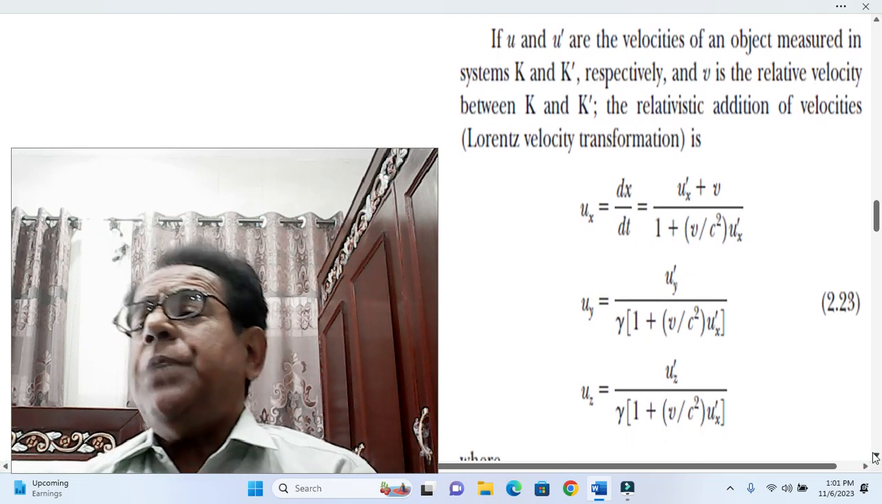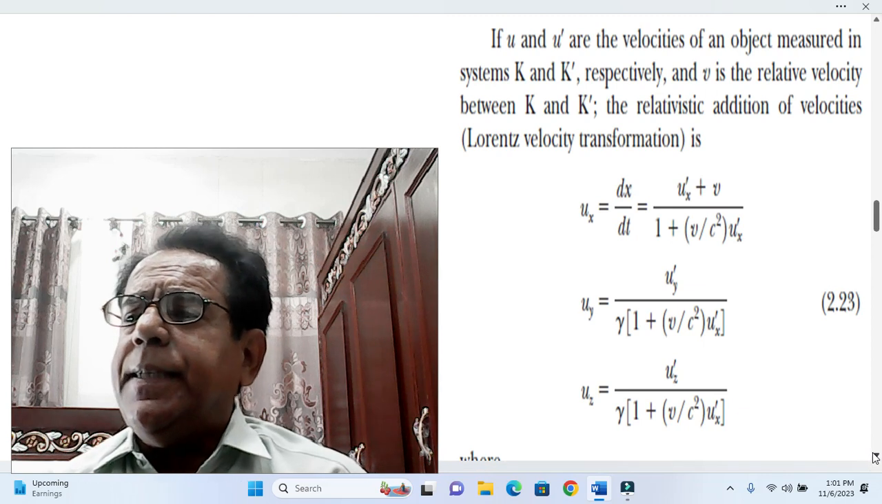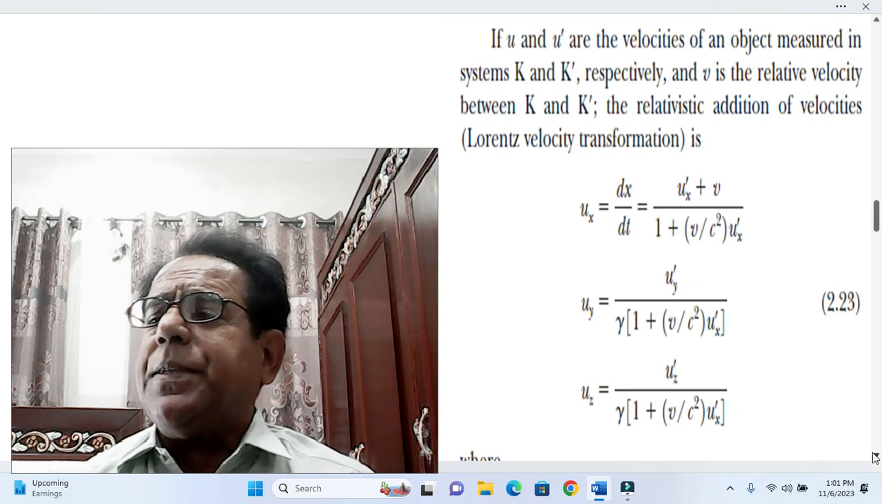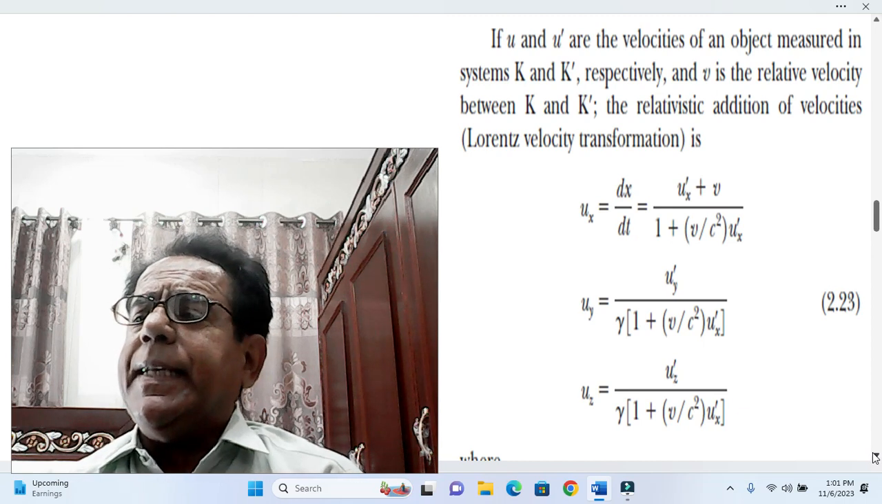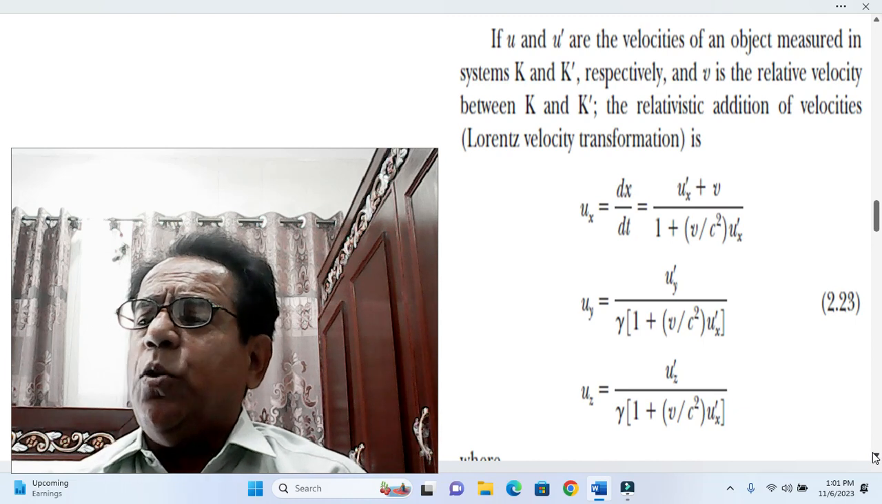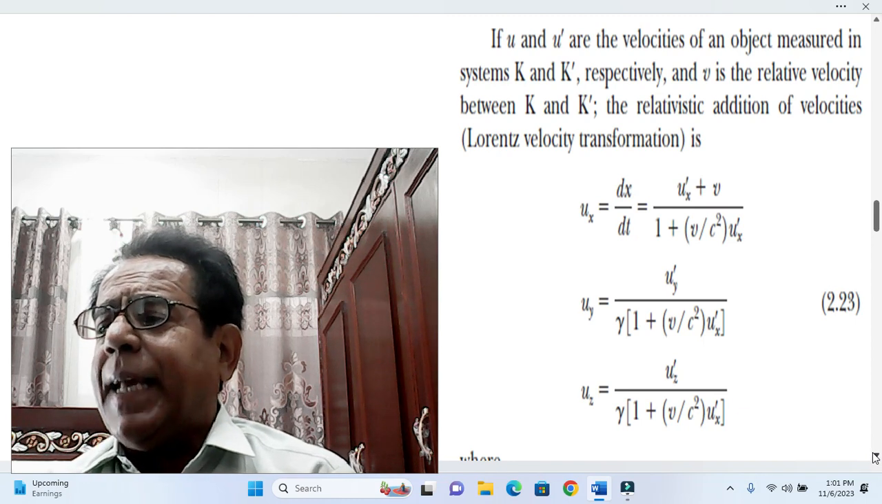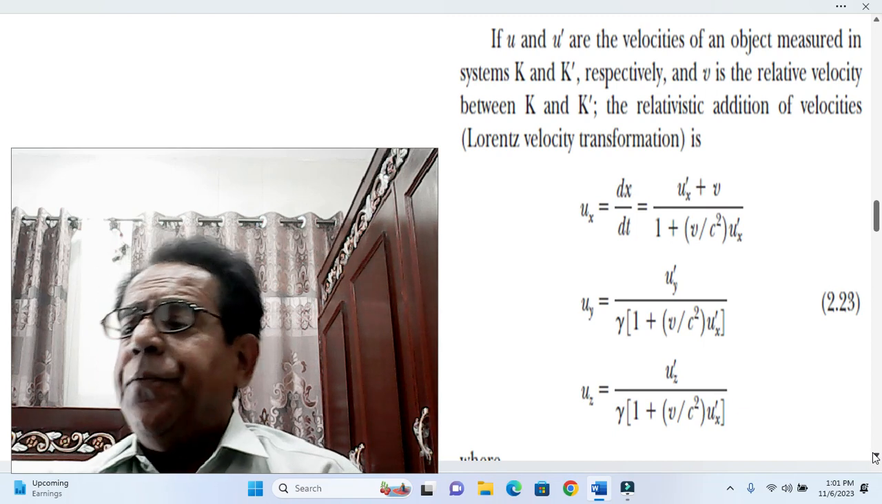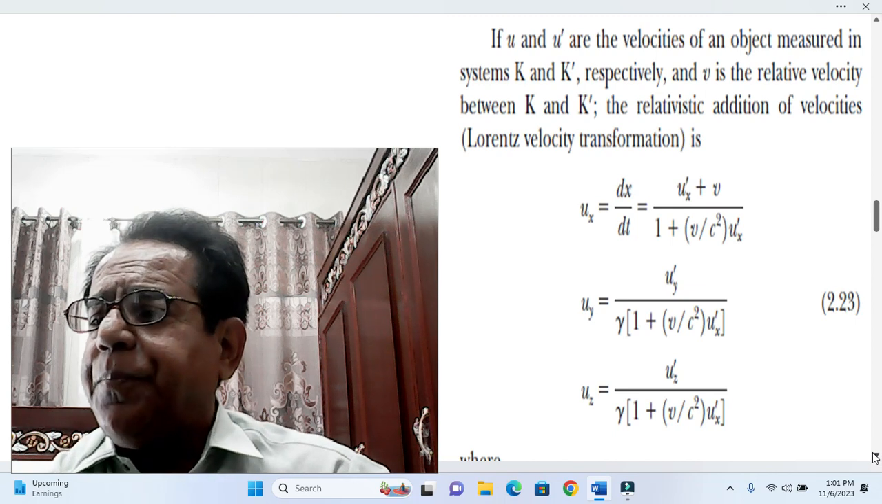Okay, if u and u dash are the velocities of an object measured in systems k and k dash respectively, and v is the relative velocity between k and k dash, the relativistic addition of velocities, that is Lorentz velocity transformation, is ux equal to dx over dt. This is equal to u dash x plus v over 1 plus v over c square into u dash x.